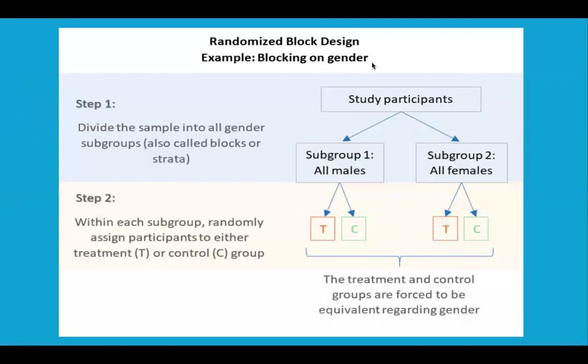So this is an example. A bunch of study participants are recruited, and instead of randomly dividing them into the treatment or control group, they are blocked into groups first. Sometimes they call these strata too. So we have block one, which is all, in this scenario, males of the study participants, and then subgroup two is all females of the study participants. And then from here, they are randomly assigned to either the treatment or control group.